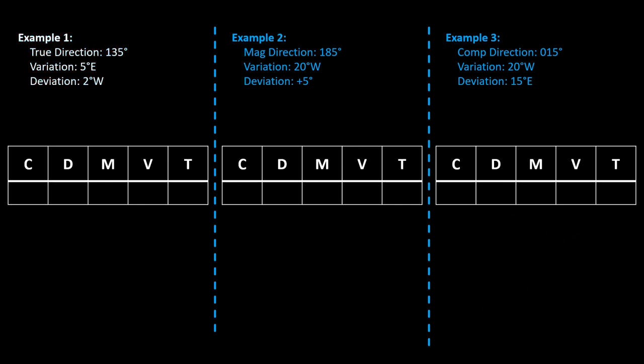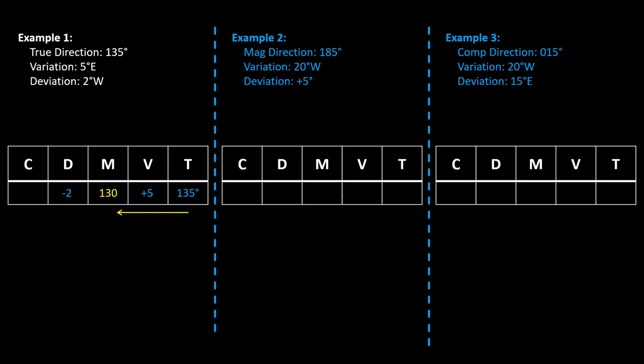Example 1. Fill up the table with the appropriate value as shown on the screen. 2 west equal to minus 2 and 5 east equal to plus 5. Next, we need to calculate from true to magnetic. Since we are calculating opposite of the general direction, we need to reverse the calculation. Instead of 135 plus 5, we need to calculate 135 minus 5, which gives us 130.